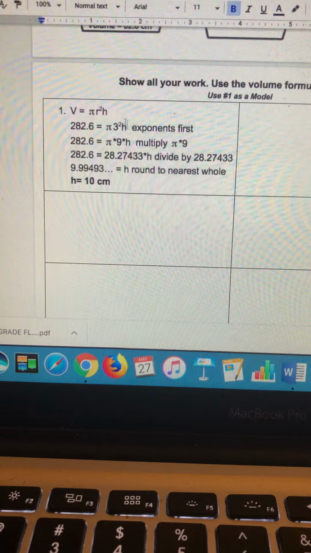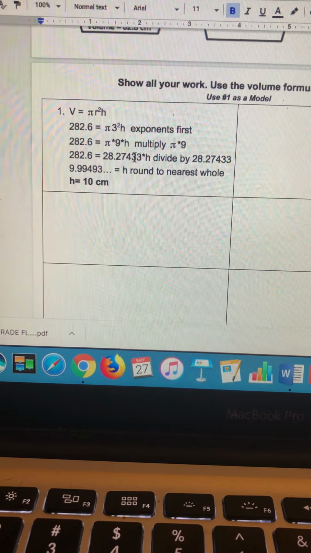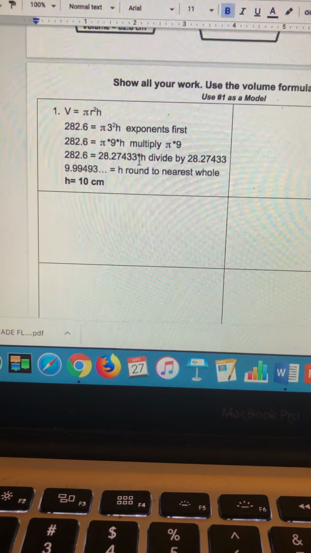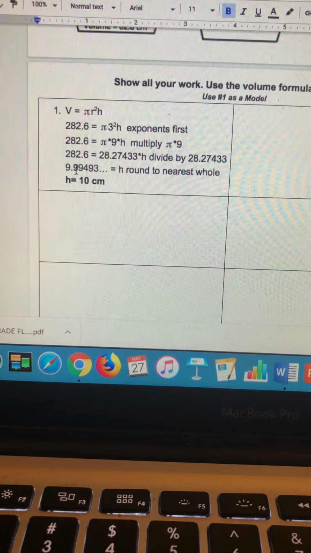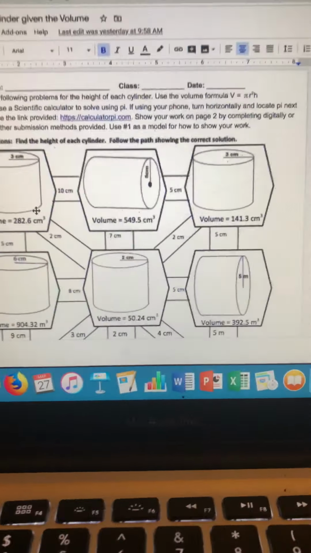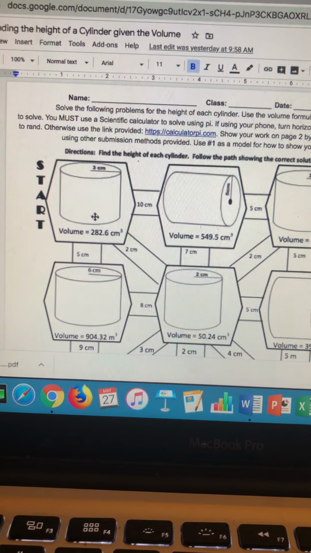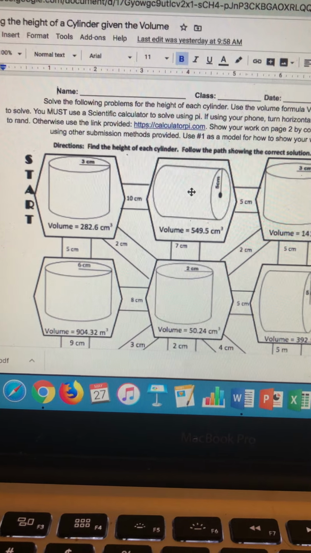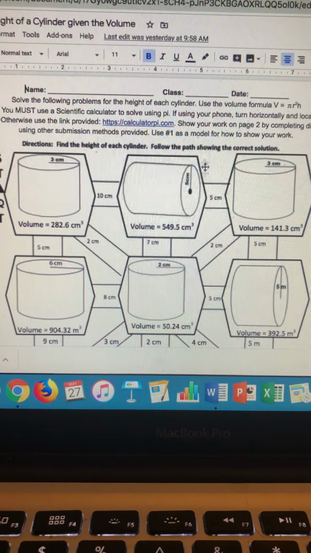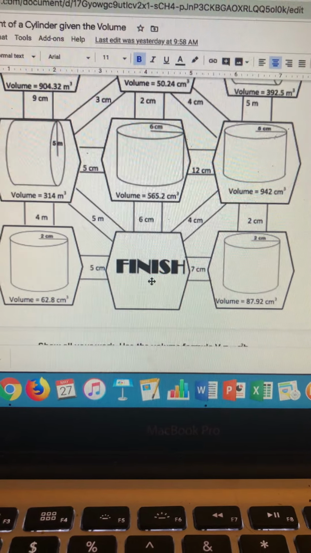So plugged in all the information we knew, did my exponents first, multiplied 9 and pi, got my answer with those 5 digits after the decimal, divided, and then rounded. Got my answer of 10. So now that I see that from this one, my answer is 10, I'm not going to go to 5, I'm not going to go to 2, I'm going to go over here to the 10. And then I solve this cylinder. And you're going to make your way through the maze until you reach the finish.